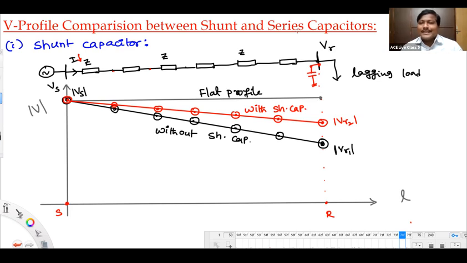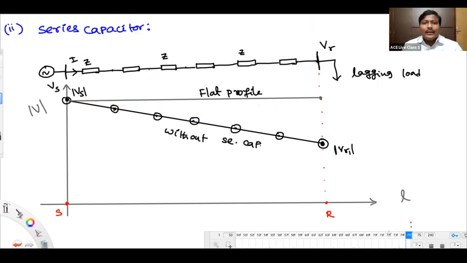Yeah. So this is the improvement in the voltage profile we are getting after adding the shunt capacitor at the receiving end bus. Now we should think how that voltage profile improvement we get after adding the series capacitor. Let's think now. I am keeping that series capacitor at the midpoint to have more or less uniformity. Okay, so this is that series capacitor we have added.